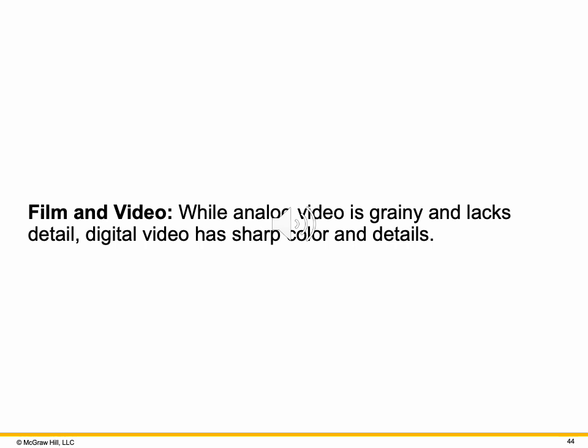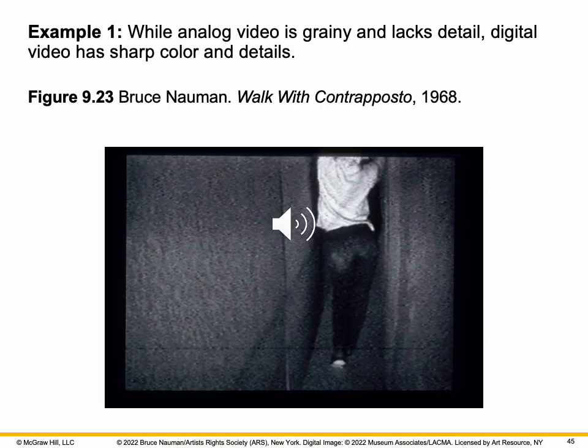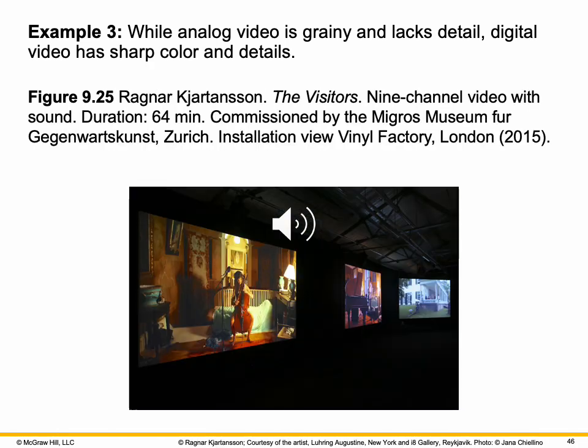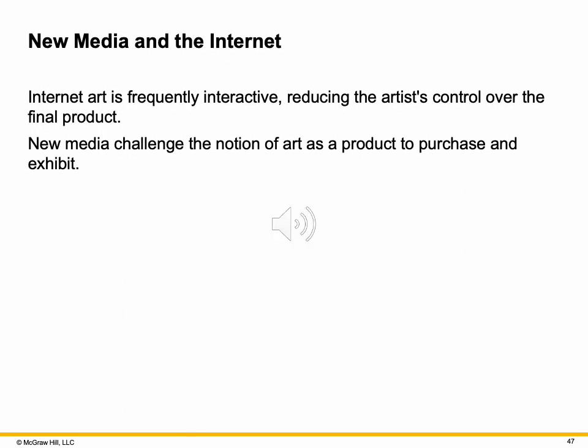Film and video. While analog video is grainy and lacks detail, digital video has sharp color and details, as we can see by contrasting Naumann's piece to this piece.